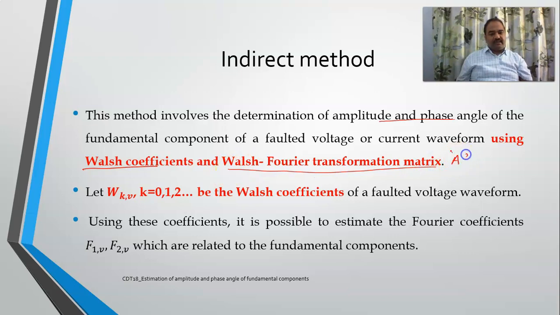This we have already seen. It is represented by A. So first of all, you will be computing W and then you will be computing A. With the help of these two, you will be computing the Fourier coefficients. So if these represent the Walsh coefficients of a voltage signal, where k is varying from 0 to infinity, using these coefficients it is possible to estimate the Fourier coefficients, right?